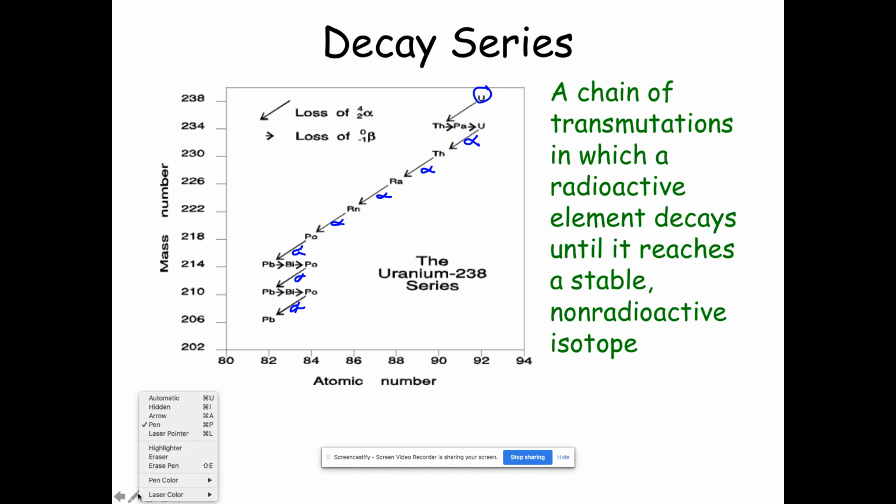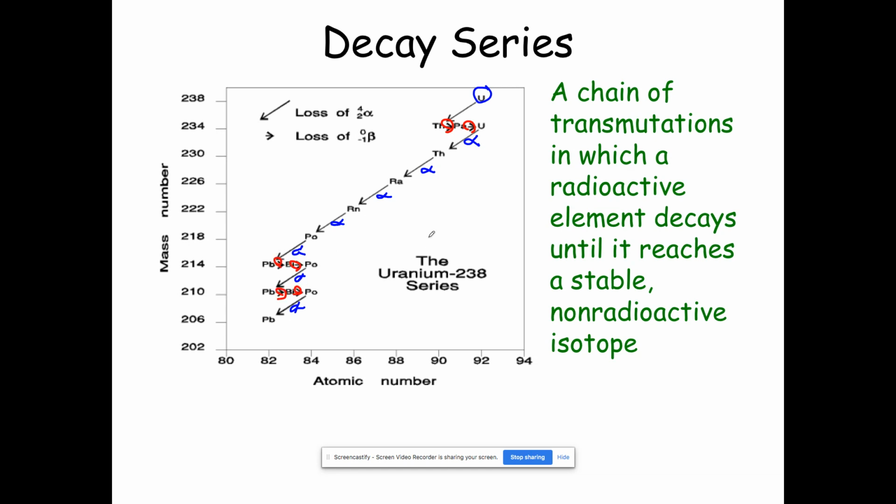Anytime you see another kind of arrow, but this time you notice that the height here, the y-axis, stays the same, but we're moving over an atomic number, that means we are going through beta decay. So remember, with a beta decay, your mass doesn't change, but we are going to change our protons, of course. So this is beta decay. Beta decay here, here, here, and here.